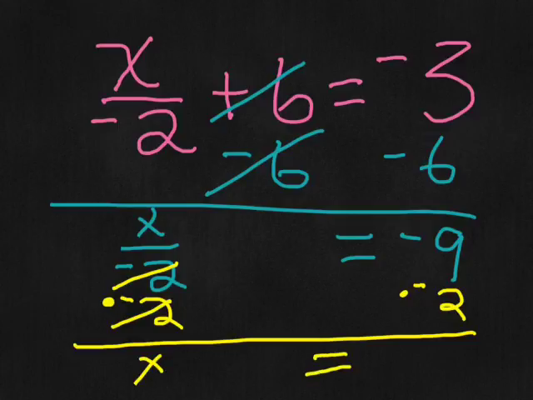And -9 times -2 is 18. So x equals 18. Let's test it out. 18 divided by -2 is -9, and -9 plus 6 is -3. Works out for me. So I must have done everything correctly.